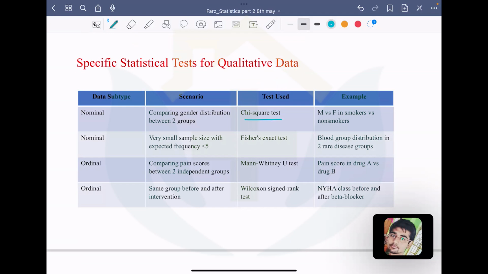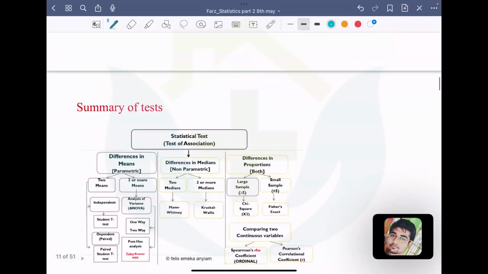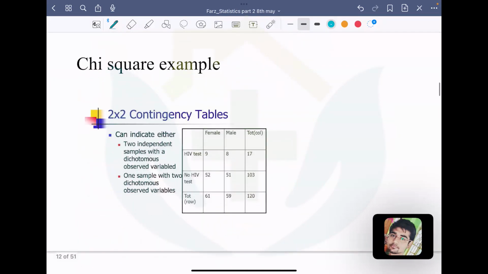So how is the chi-square table? I'll just show you the table alone. Just remember the table. This is a contingency table for a chi-square test. In this particular example, we will see how many are HIV positive and HIV negative, male and female. So you form a 2x2 table, with 2 rows and 2 columns, so you have 4 cells. Once you have 4 cells, you have to analyze it.